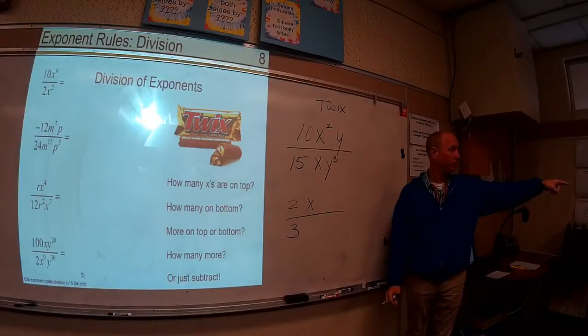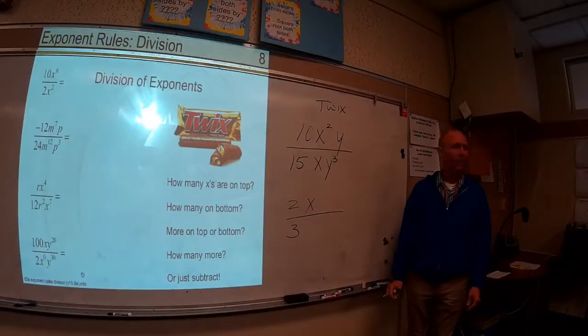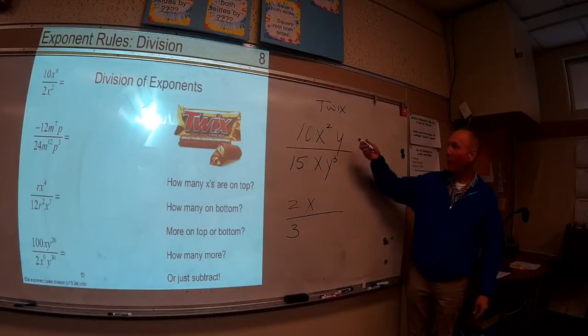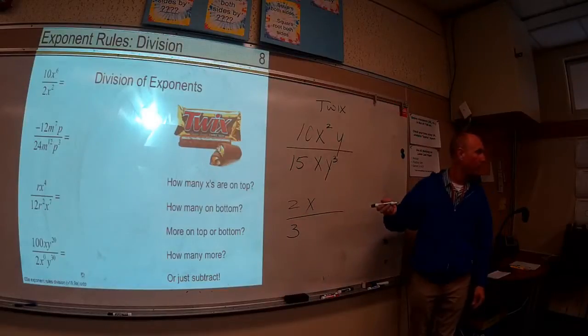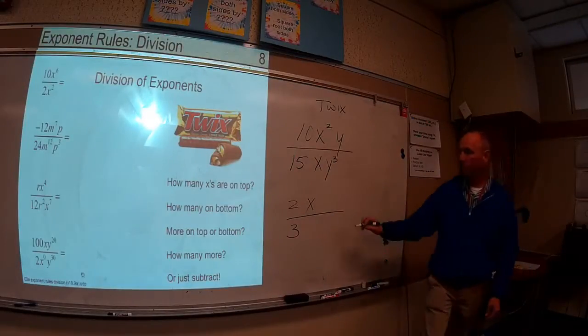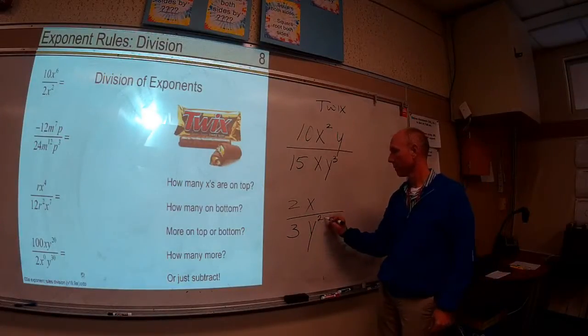Dakota, this is the chocolate. Do you like chocolate? No? Exactly. How about dark chocolate? How about Skittles? Skittles are good. Okay, Skittles. Taste the rainbow. Are there more y's on the top or the bottom? How many more? There are 2 more. So where am I going to put it? What am I going to put down here? Y to the second power.